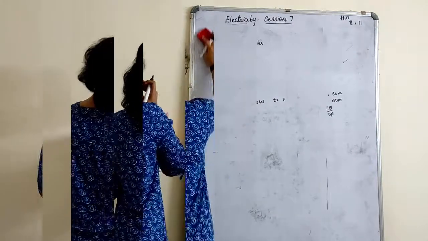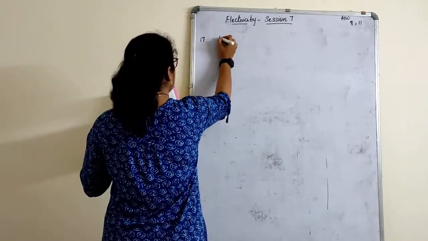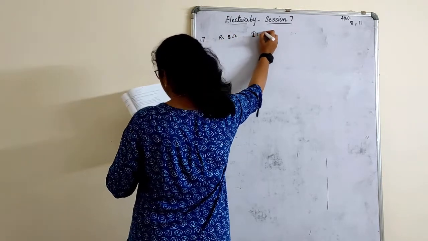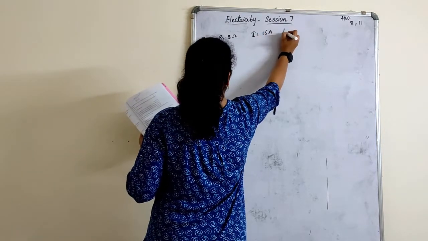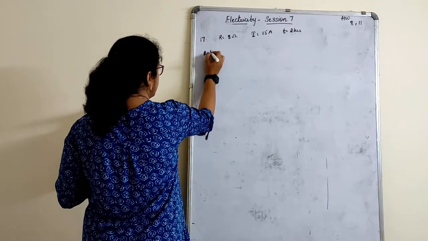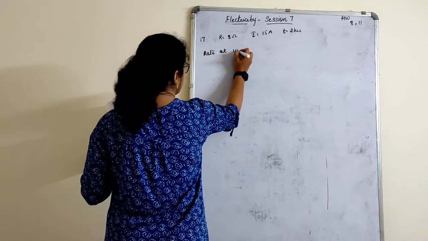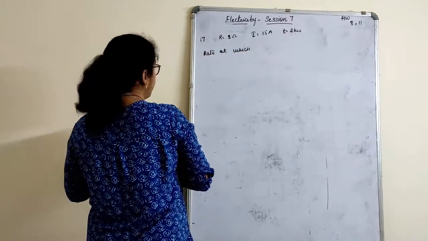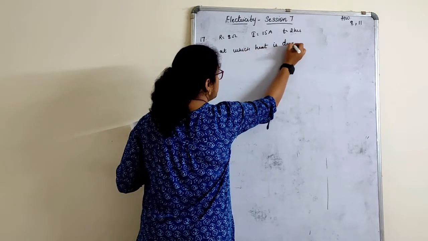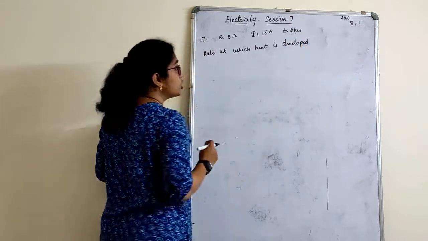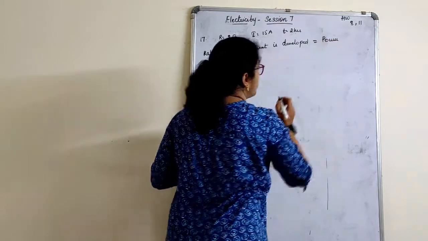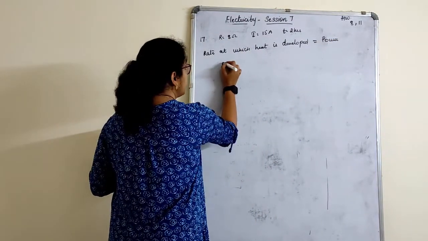And the last one. An electric heater of resistance 8 ohms draws 15 ampere current and it serves for 2 hours. Calculate the rate at which heat is developed. What is the rate at which heat is being developed? That is nothing but power, which you have to always remember here. So that means I have to calculate power.